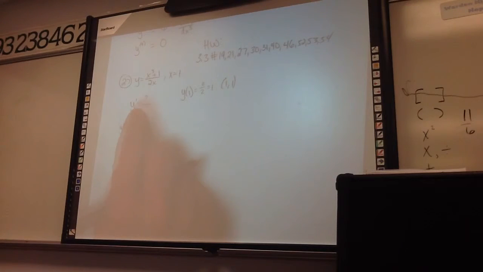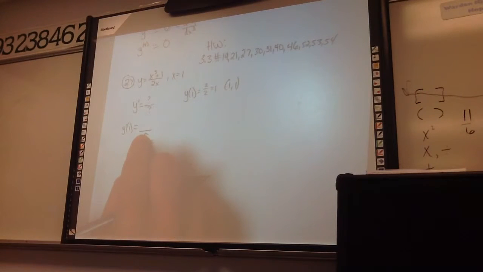So you just have to know, you plug x into this one, you're going to get a point. You plug x into this one, you're going to get a slope, your slope at that point, right? Because that's your derivative.